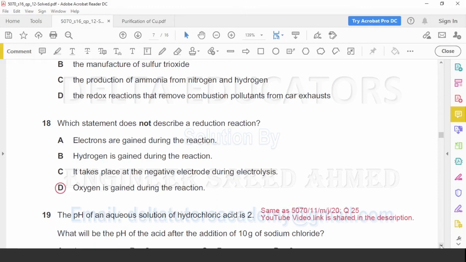Option B, hydrogen is gained during the reaction. It is also correct that gain of hydrogen is called reduction. Option C, it takes place at the negative electrode during electrolysis. Yes, it is also correct. Reduction takes place at cathode, the negative electrode. What is given in option D? Oxygen is gained during the reaction. This statement is incorrect. Gain of oxygen is called oxidation, not reduction. So here the correct option is option D.